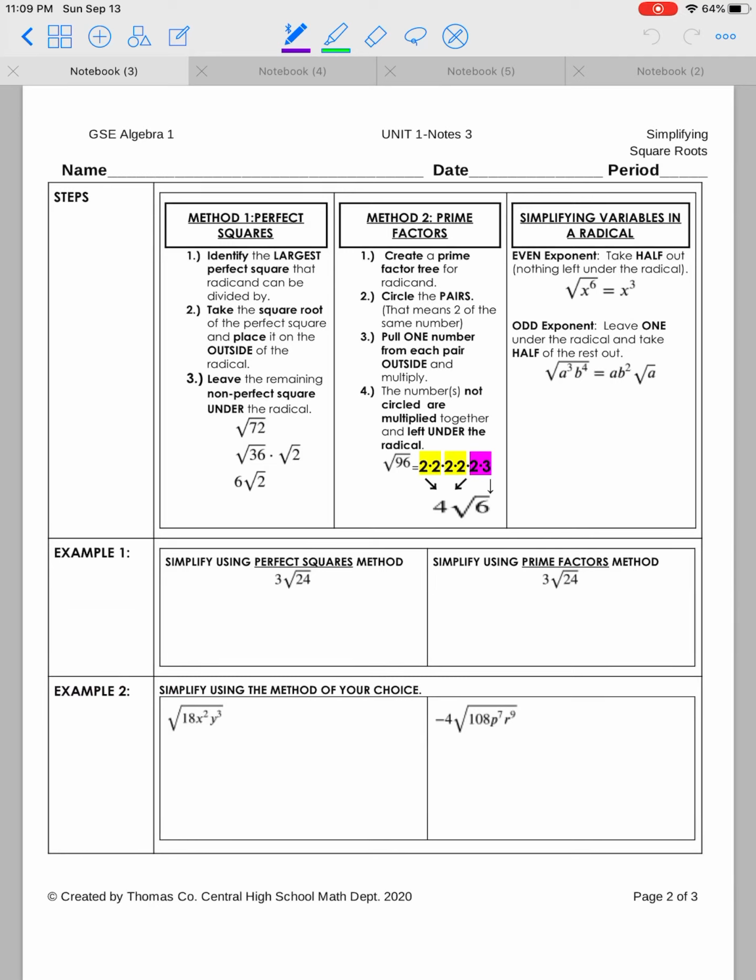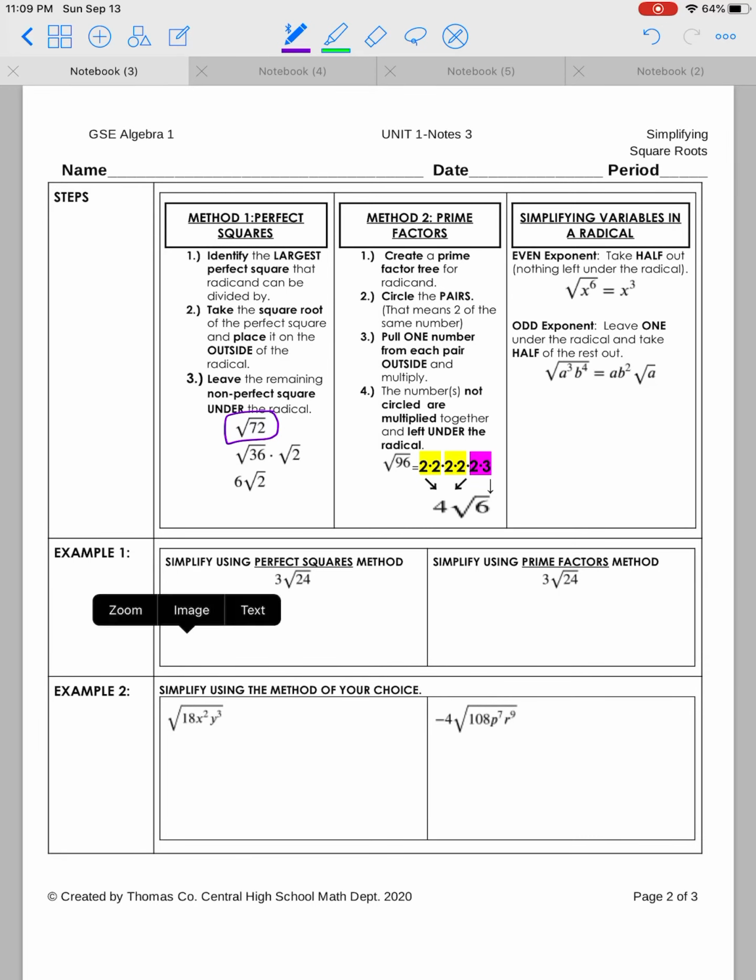I use the first method, but you can use this second method I'm going to show you. I'm going to show you 2 different methods today. So using the perfect square method, if you look here at the square root of 72 in our example, I want to simplify it.